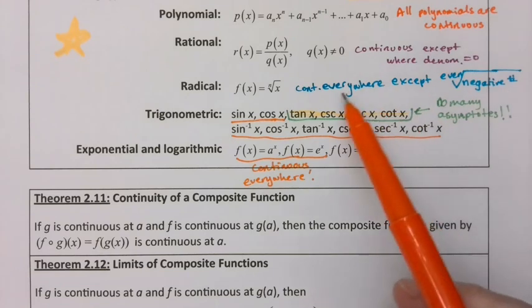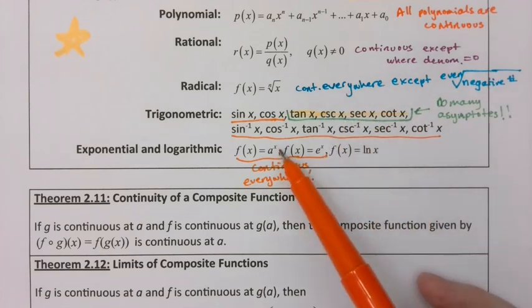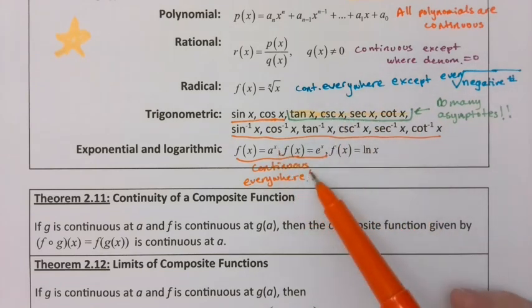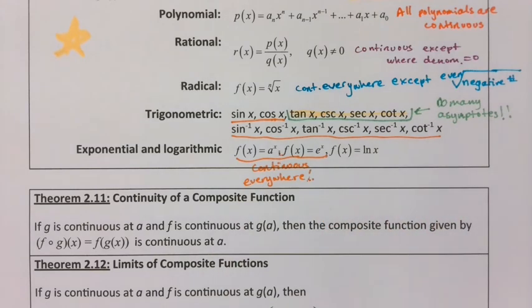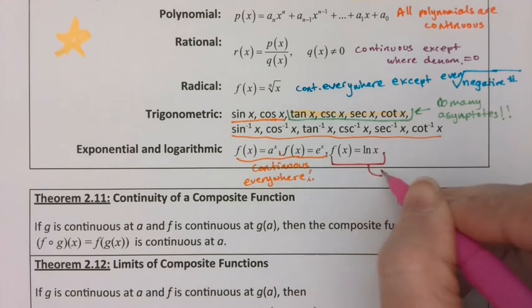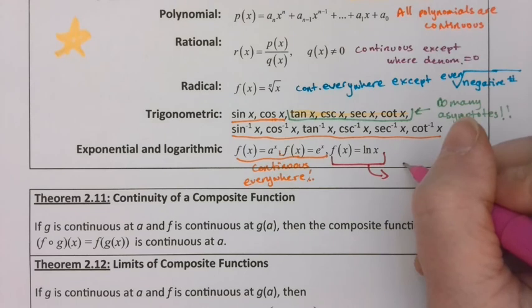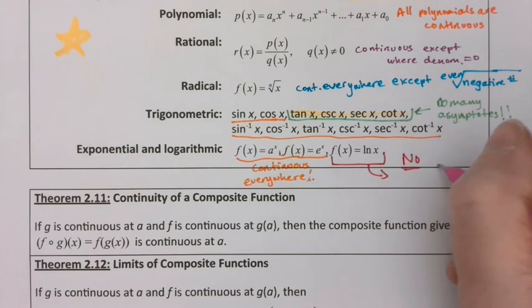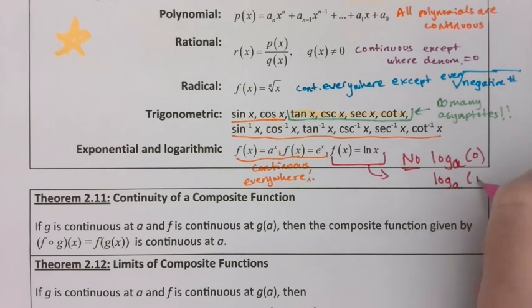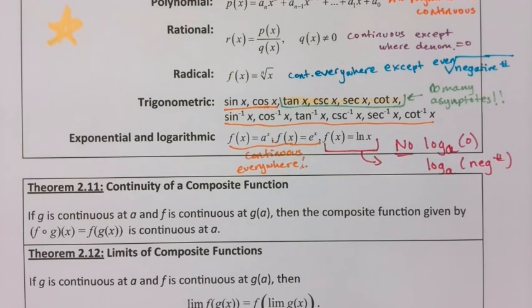You can take any base to any negative power, any positive power, any fraction, no problem. So those are continuous everywhere. Don't have to think about it. Logarithms, however, are not continuous everywhere. You cannot take the log of 0, so they're continuous everywhere except you're not ever allowed to take log base a of 0, nor log base a of a negative number. Those are forbidden. So other than that, they're continuous.